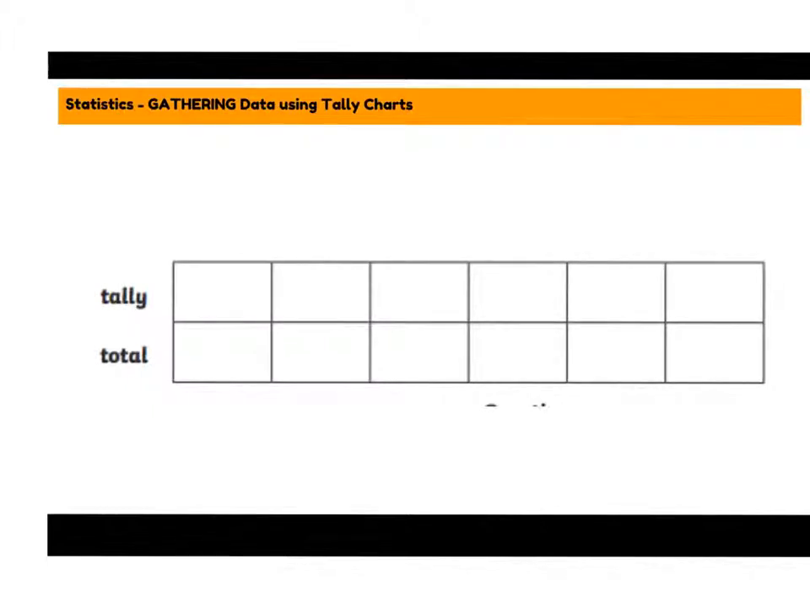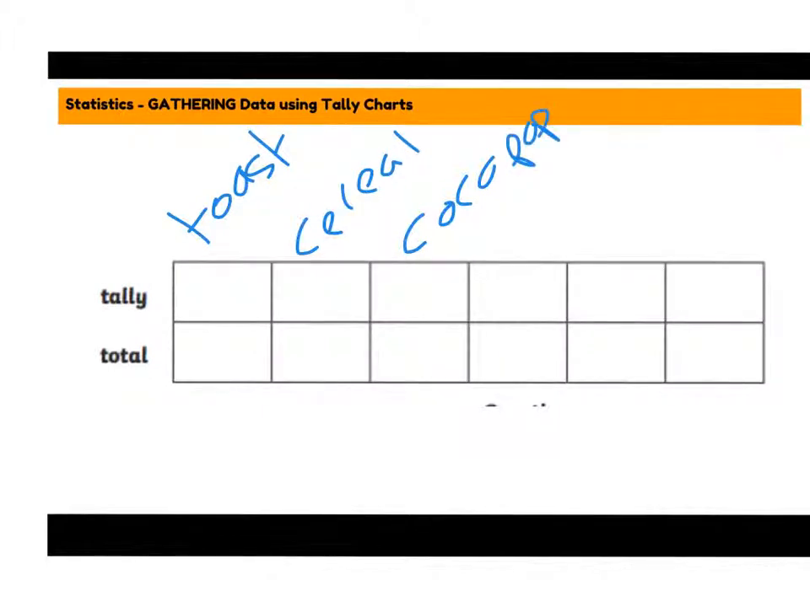Now what I'd like you to do, before you come down to see me in the workshop, is create a tally chart of your own. So this is a basic tally chart. You could create and collect some data on your classmates' favourite breakfast. So for the first total, you might put the title toast because you want to see how many people had toast this morning. You might want to know how many people had cereal. You might want to know if they had Cocoa Pops. Did they have porridge?